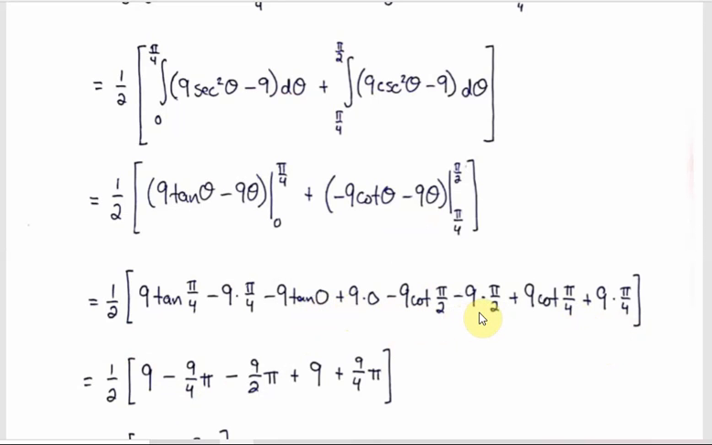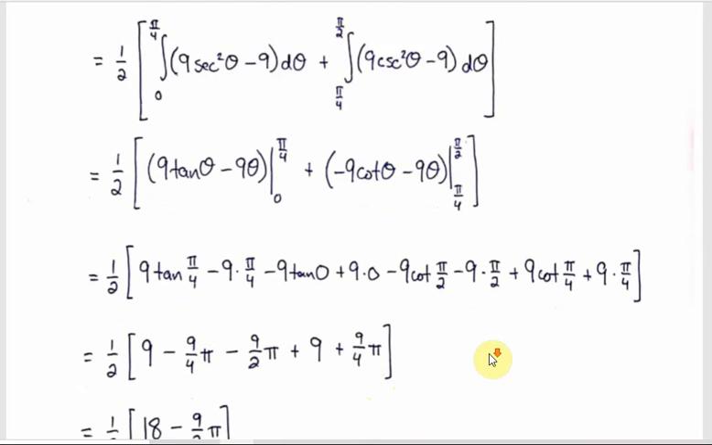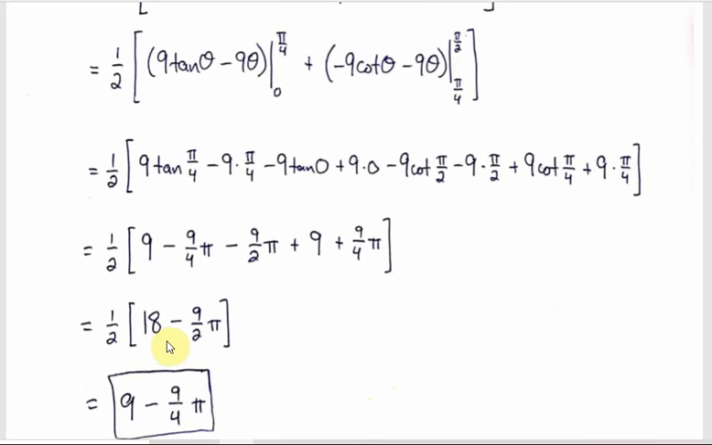Then minus 9/2 pi, then that's a 9, right? Since tangent of pi over 4 is 1, so it's cotangent of pi over 4. And then 9/4 pi. So let's see, that and that are going to add out. So it looks like we should have 1/2 times 18 minus 9/2 pi. Then you distribute the 1/2. And you get 9 minus 9/4 pi, just like we got before.